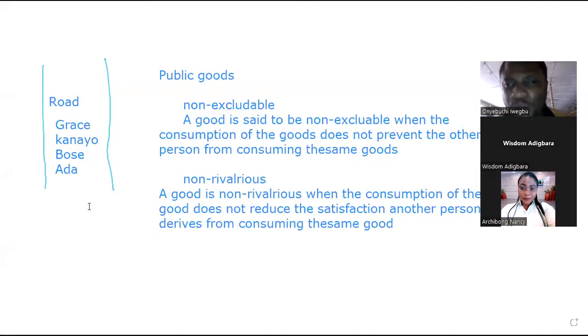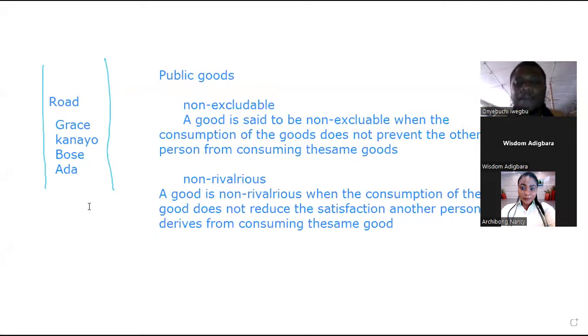Please, when they ask what are public goods, don't say public goods are goods provided by the government. Don't say that. As an economist, public goods are goods that have two features. They are non-excludable and they are non-rivalrous. It is non-excludable because when somebody is using that good, it does not stop the other person from using the good.